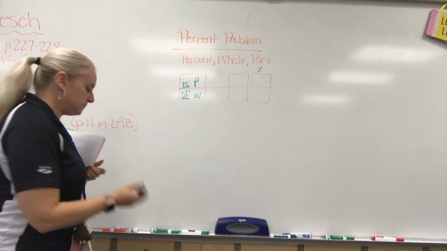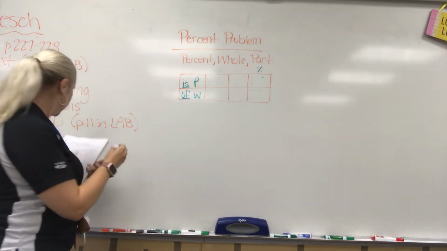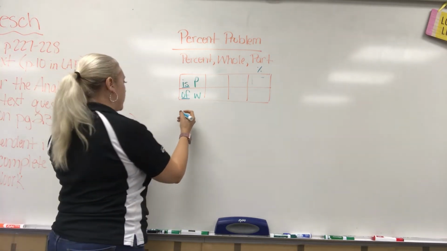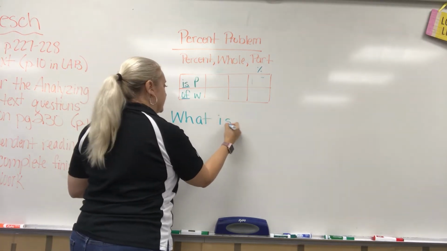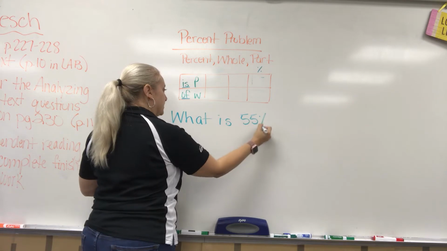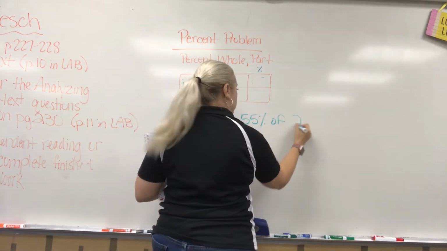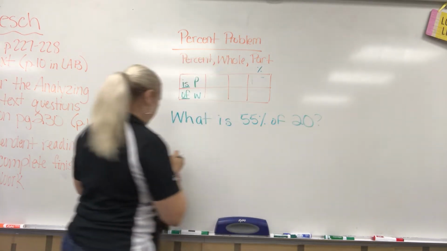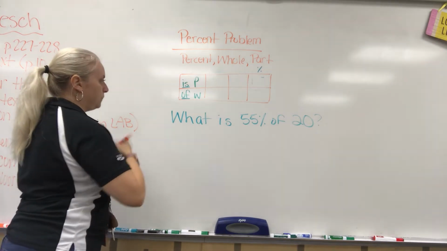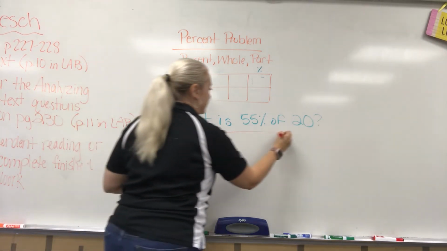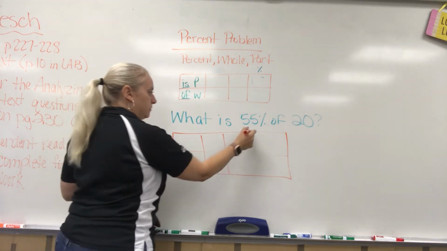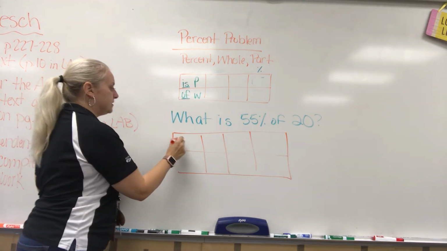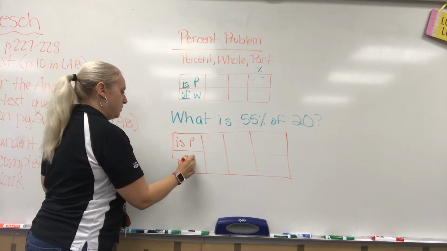All right, next. Now it wants me to figure this one out. What is 55% of 20? So again, let's make our beautiful ratio table. This one will not be hideous, I promise. That last one was just a huge mess. It is part of whole.